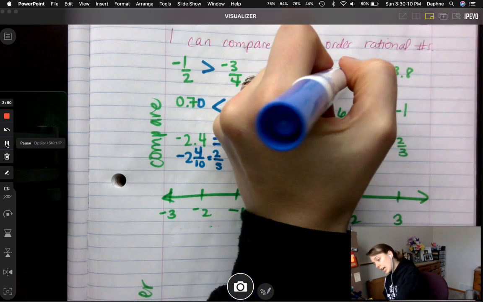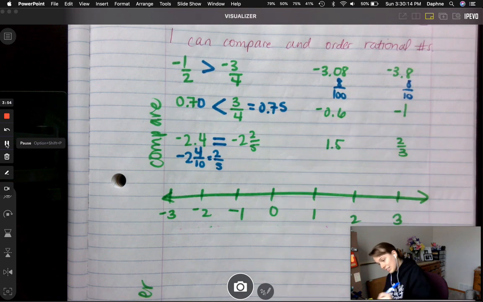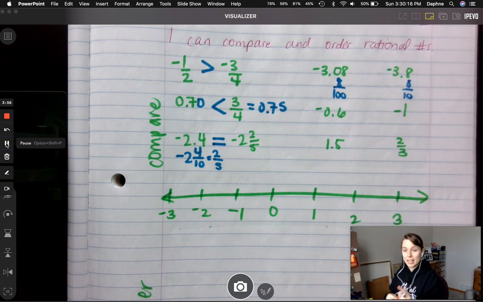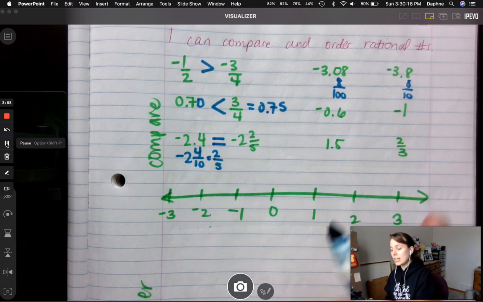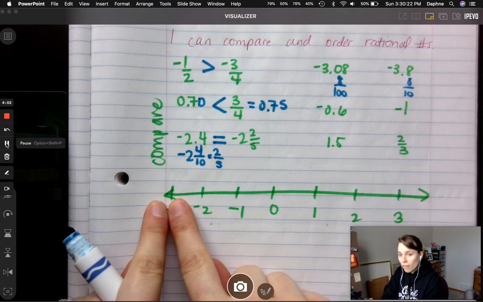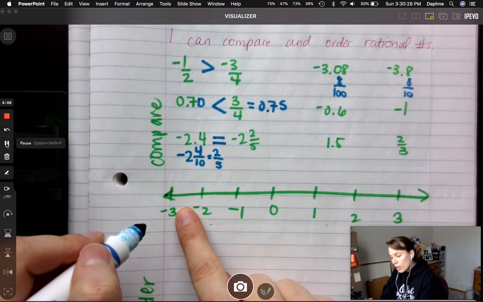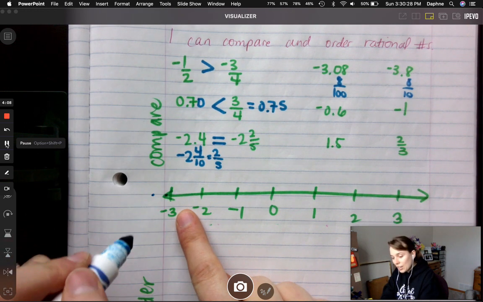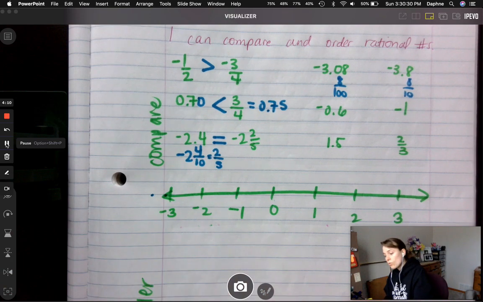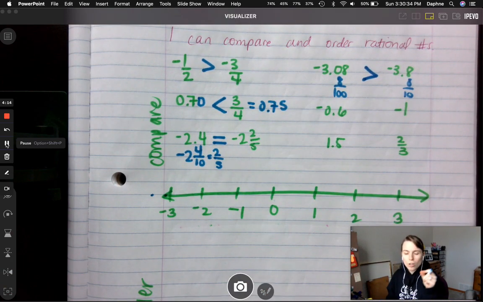So this is 8/100. This is 8/10. Now you would think if there were no negative signs, this would be larger, but watch out where they are on the number line. -3 and 8/100 is here, -3 and 8/10 is here. So this one is actually larger because it's the closer one to 0, okay?